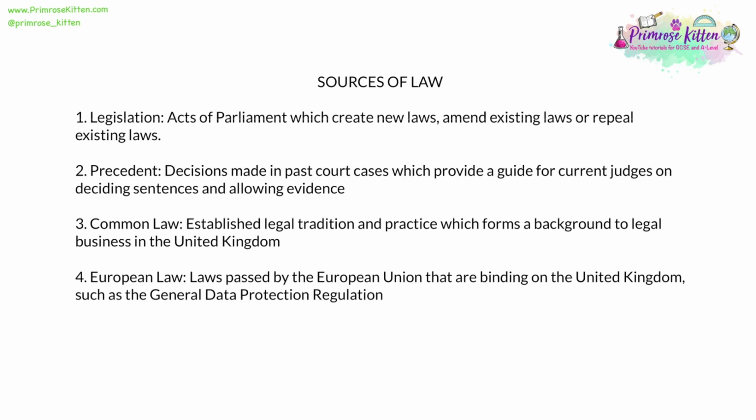There are 4 main sources of law in the UK. Legislation, which is acts of Parliament, which create new laws, amend existing law, or repeal existing law. Precedent, where decisions made in past court cases provide a guide for current judges when deciding sentences or allowing evidence. Common law, which is established legal tradition and practice, which forms a background to legal business in the United Kingdom. And lastly, European law, laws passed by the European Union that are binding on our government, such as the General Data Protection Regulation, or GDPR.